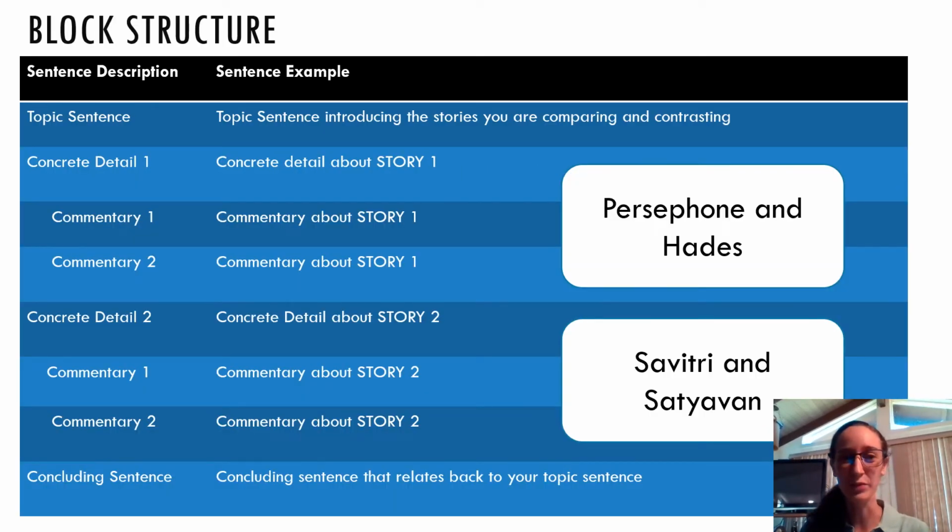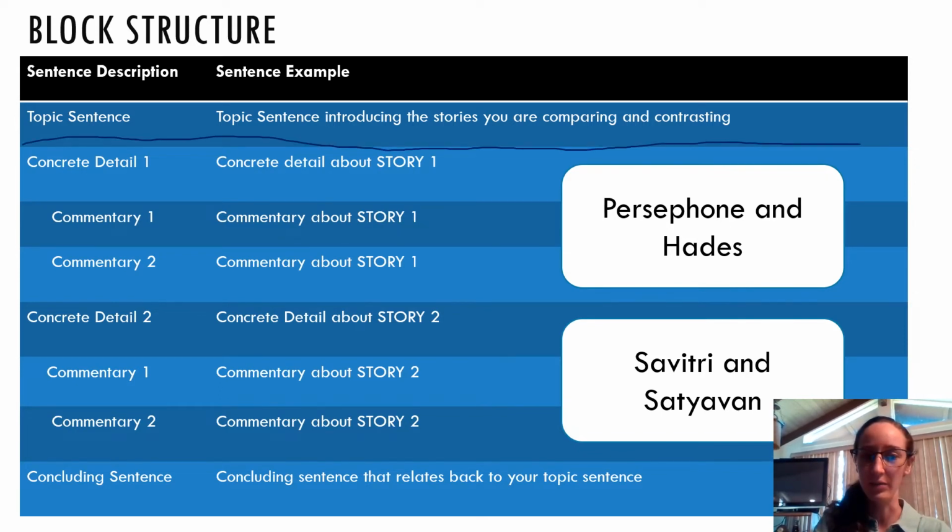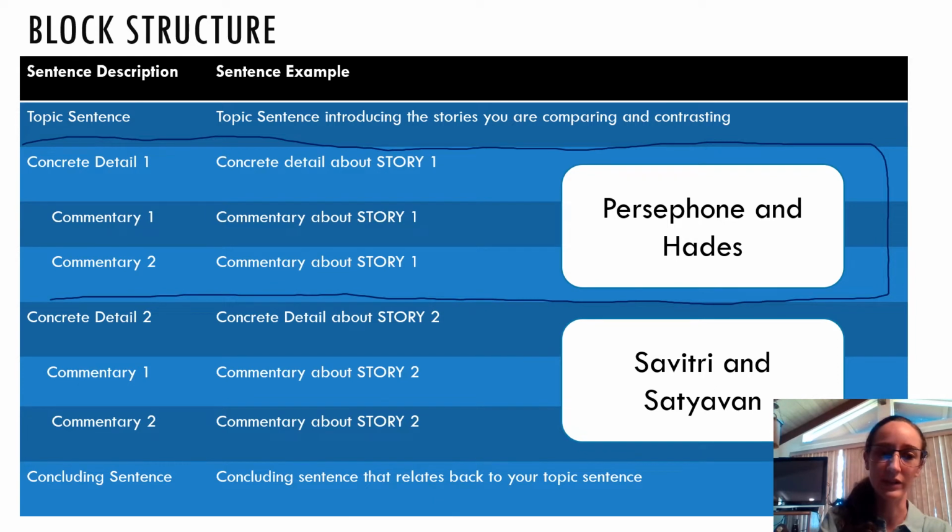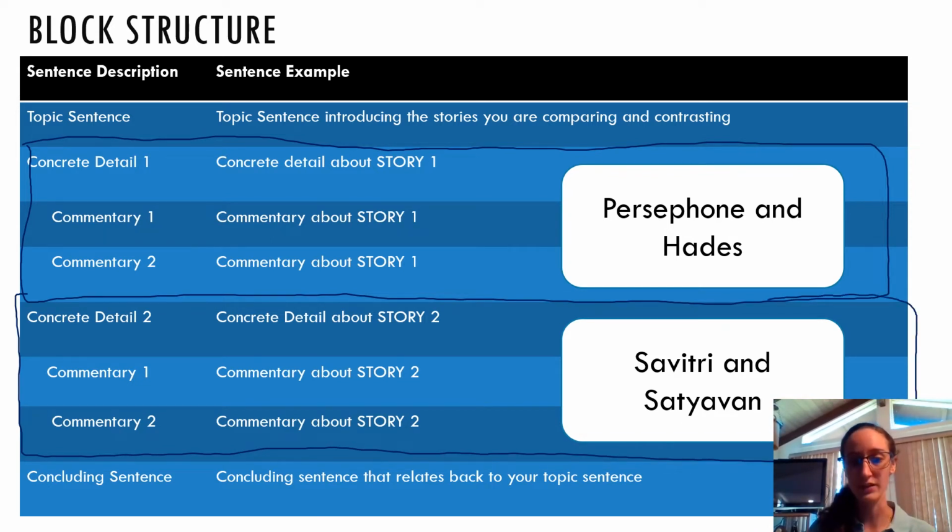So here is a block structure. What happens in a block structure is each block or each chunk is used to talk about one story. So in this chunk right here, I can talk about Persephone and Hades, and in this chunk over here, I can talk about Savitri and Satyavan. So that's how it would look. And those commentaries I would use to compare and contrast the 2 stories, or to talk about the things that both compare and contrast in the 2 stories. So that, once again, is a block structure.